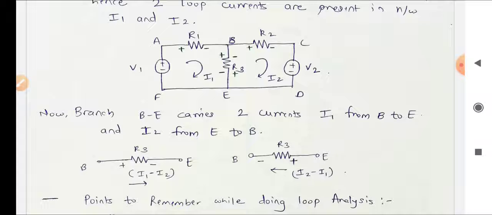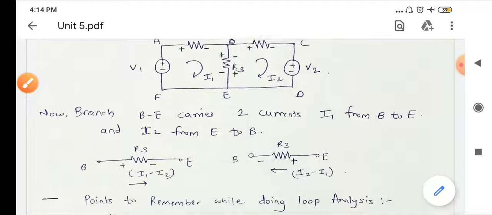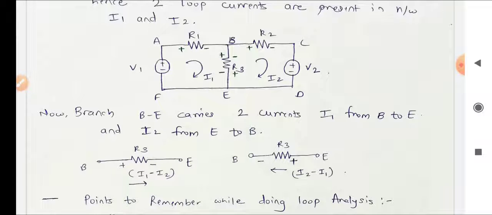So while doing the algebraic sum, it is I2 minus I1. This will be our equation, I2 minus I1, and the flow of current is from positive to negative, that is nothing but from terminal E to B. So this will be our equation for the common branch. As we have found out the current in the common branch, now we can easily write the equation for loop 1 as well as loop 2.